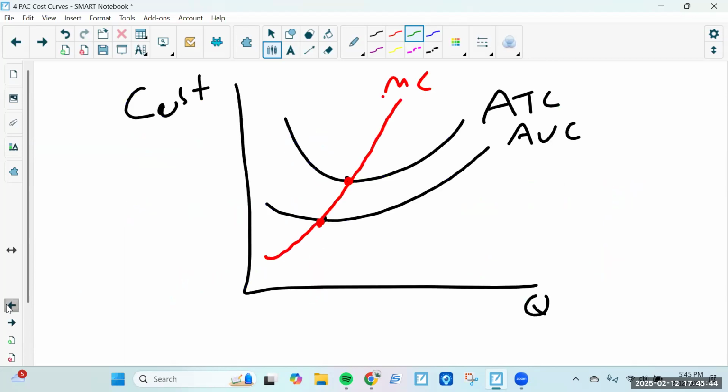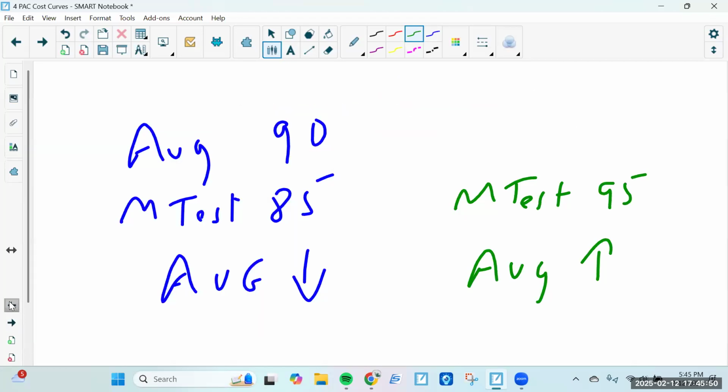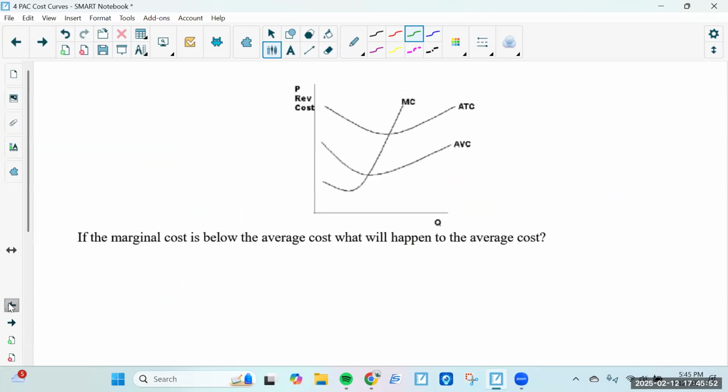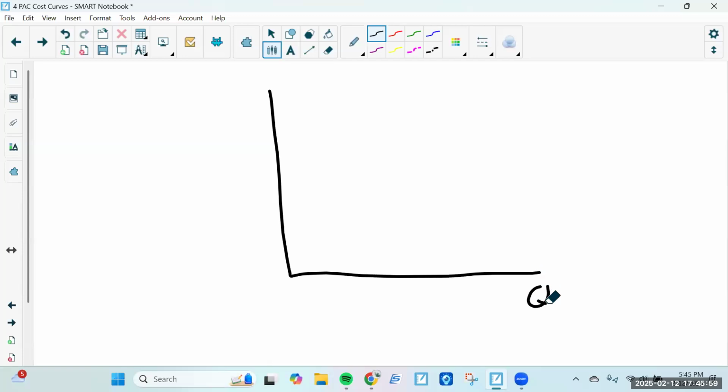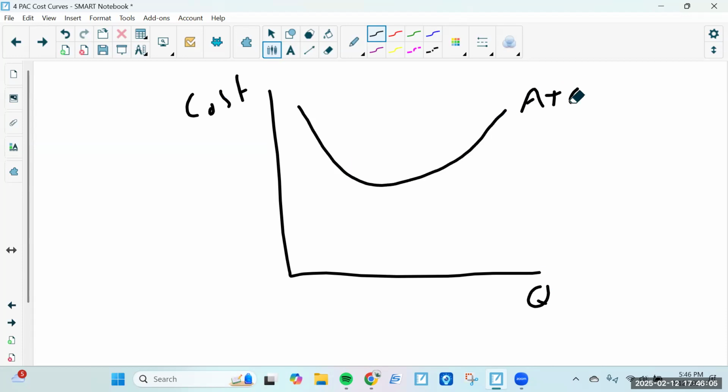Let me just do it with one here. It's the problem with erasing things. So quantity, cost, draw your ATC, stop for a second, look at it, find your minimum. Looks like my minimum is about right there. And then I draw my marginal cost.